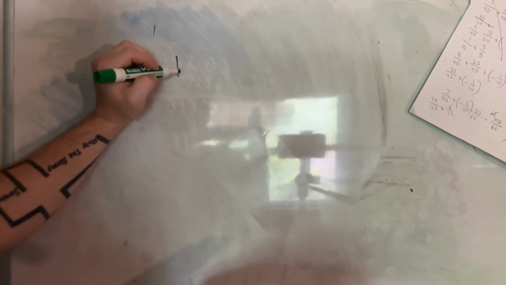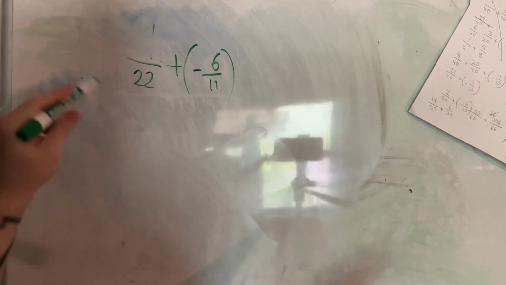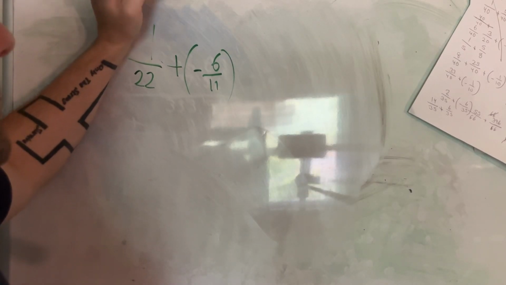So, the first problem we have is 1 over 22 plus negative 6 over 11. Okay, so first we need to find the least common denominator. The least common denominator is the number that both of these denominators will divide into. So for this problem, that is 22.